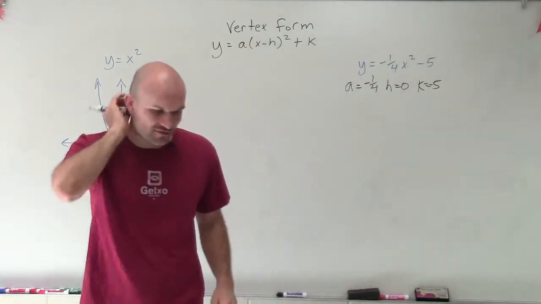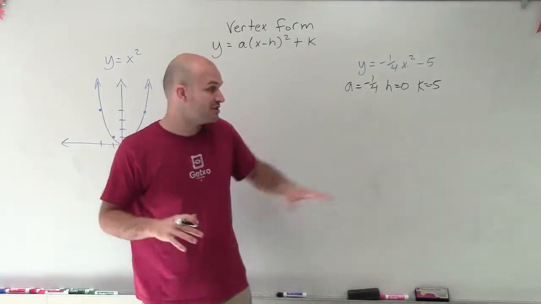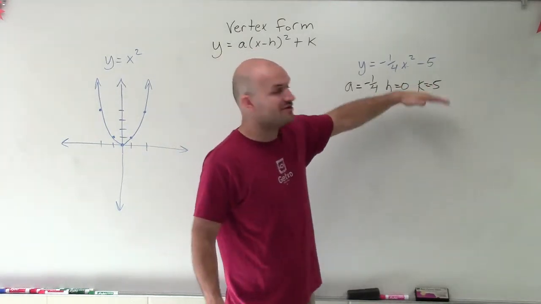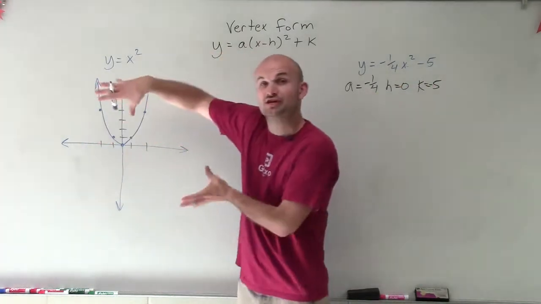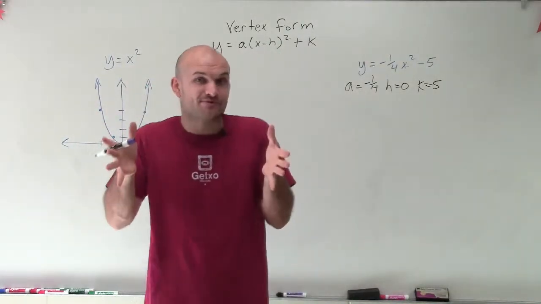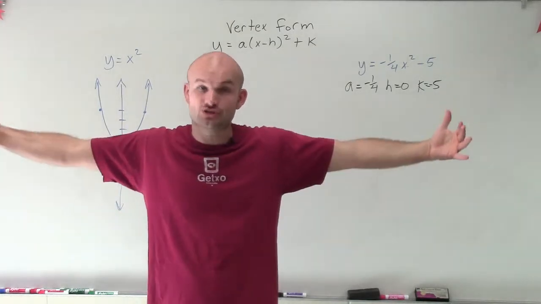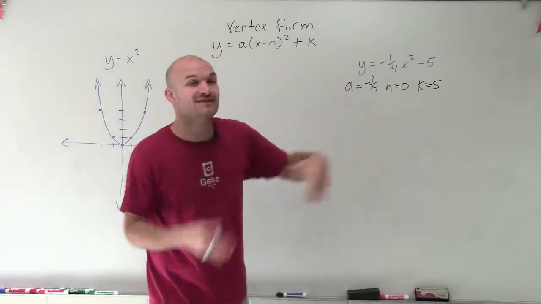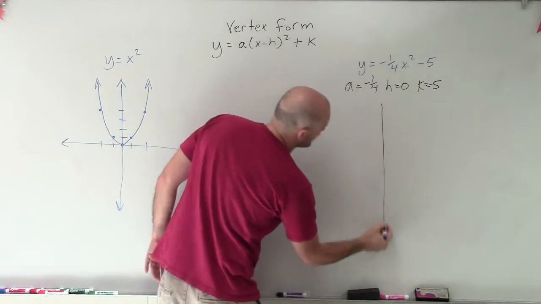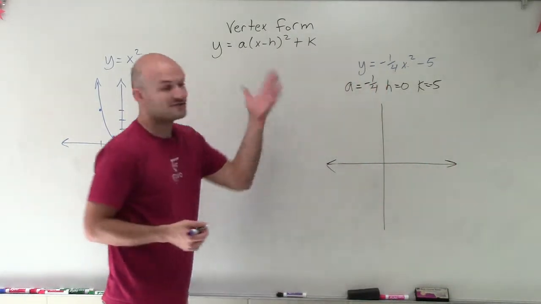Now, when we're using the vertex form, we understand that a is going to be our dilation and also our reflection, and k is going to be our shift vertically. So since we have a negative 5, we know that my parent graph is going to be shifted 5 units down. And since the absolute value of 1/4 is less than 1, we know that my graph is now going to be stretched horizontally. And the negative tells us our graph is going to be reflected over the x-axis. So let's go ahead and start graphing these, and then I'll show you a way to test in some points.